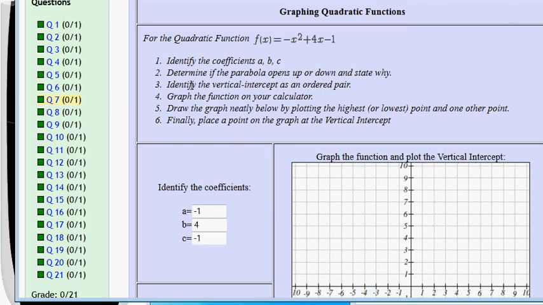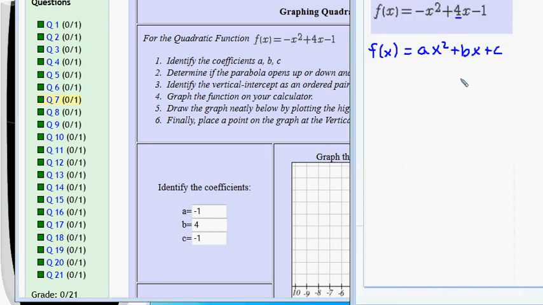The second thing we need to do is determine if the parabola opens up or down and state why. What happens on the graph is if a is positive, the graph looks like a U-shaped curve, so we call this opening up. If a is a negative value, then you'll get a parabola that's an upside down U. We say that it opens down. In our example, a, if you remember right, was negative 1. Since a is a negative number, it's going to open down.